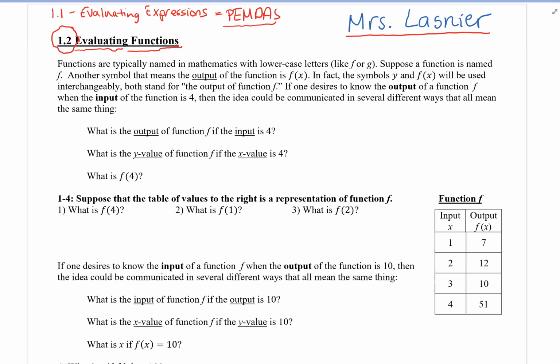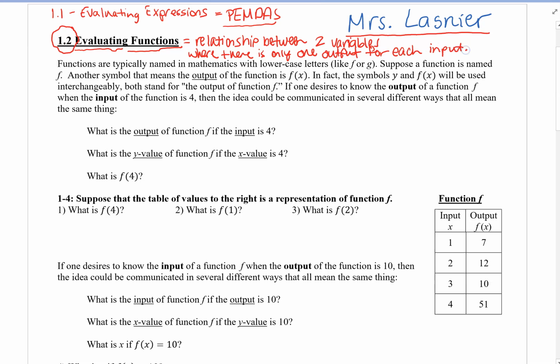Now, just a quick reminder what a function is. It's a relationship between two variables where there's only one output for each input. So if you think of that in terms of x and y, you're only going to get one y value for every x value. Only one output for each input. So that's what we mean when we say a function.